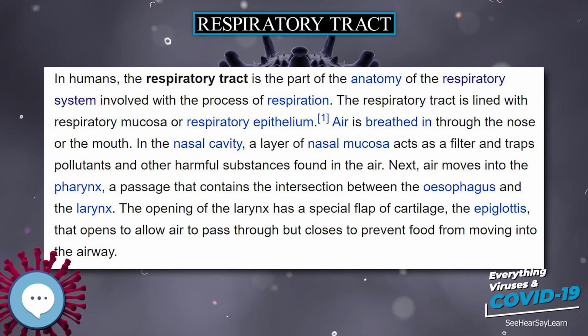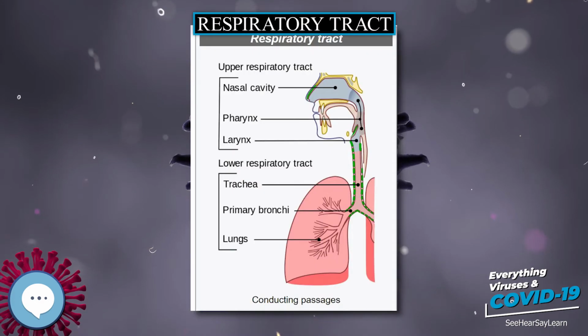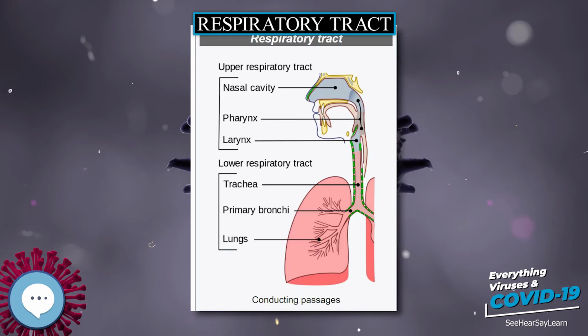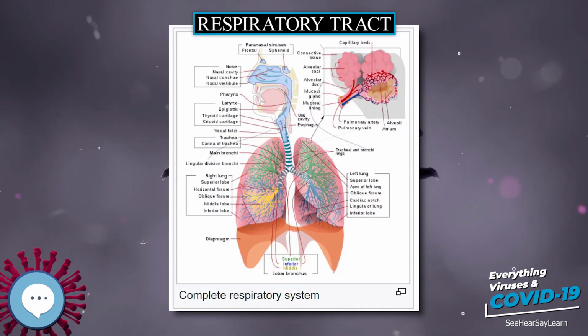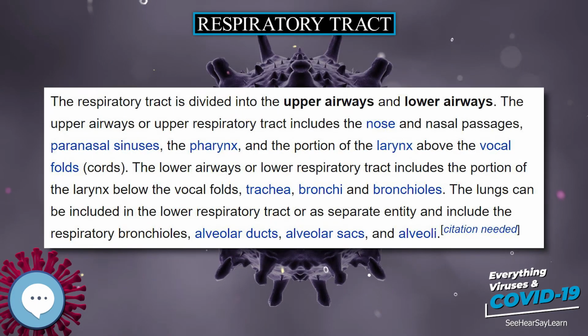Respiratory tract. In humans, the respiratory tract is the part of the anatomy of the respiratory system involved with the process of respiration. The respiratory tract is lined with respiratory mucosa or respiratory epithelium. Air is breathed in through the nose or the mouth.